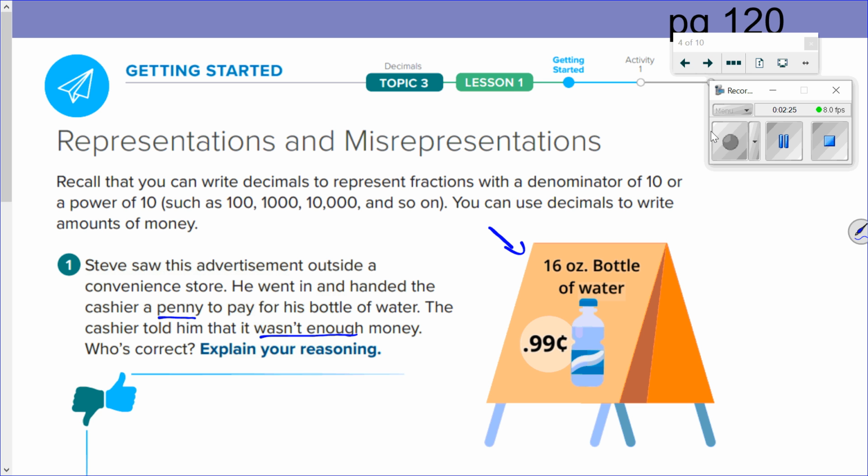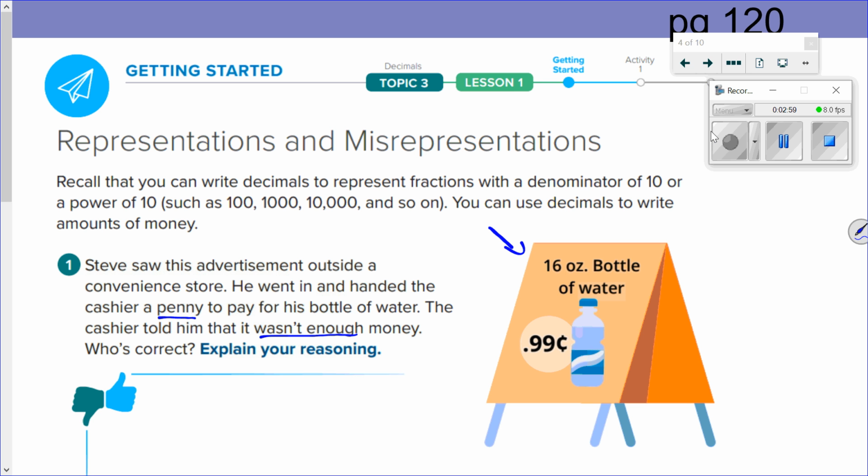Okay, how many of you guys feel that Steve is correct on this one? Liam, you think Steve's correct? Well, that's the next question. How many of you think the cashier is correct? Everybody thinks the cashier is correct? Hold on. Guys, one at a time. Sophia? Okay, good, explain your reasoning.